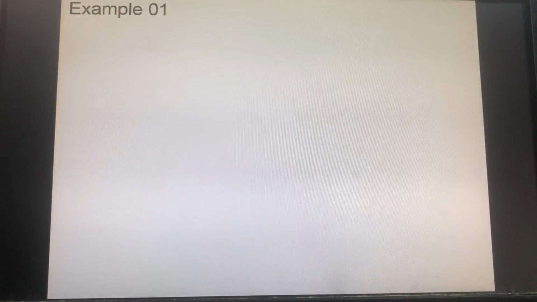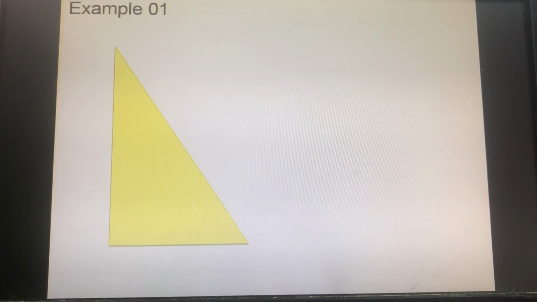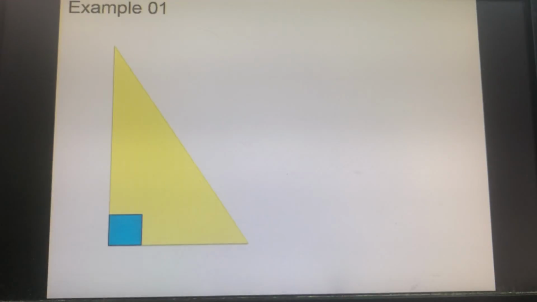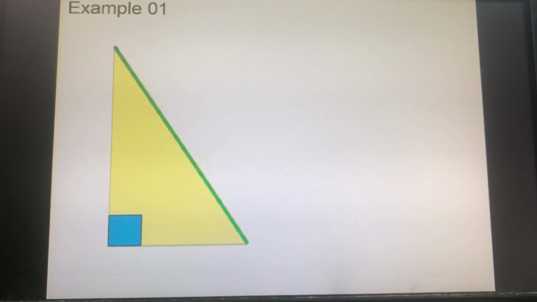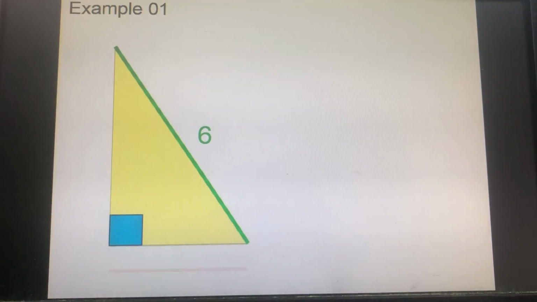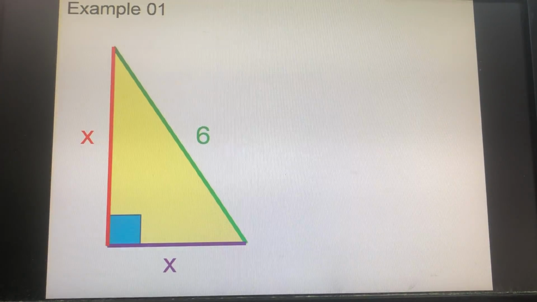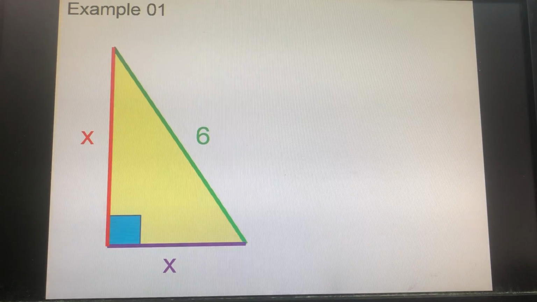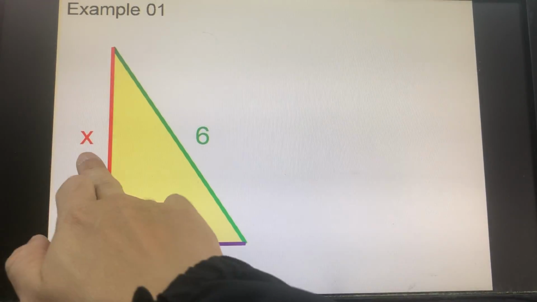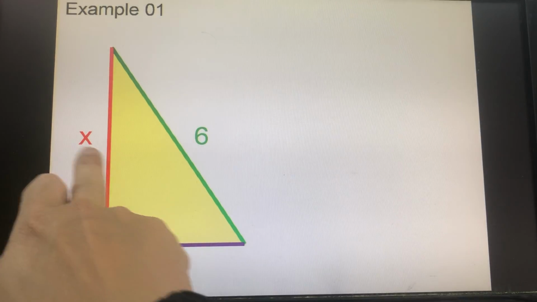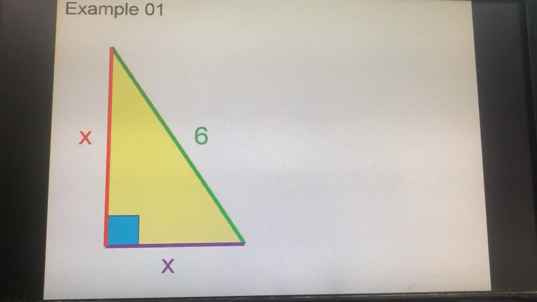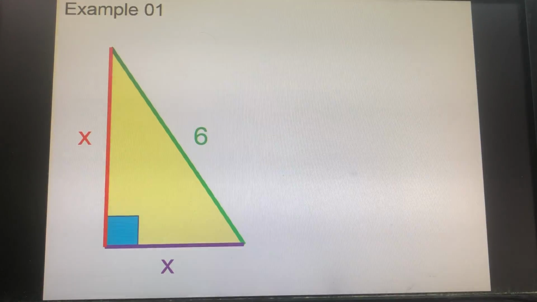And now let's go back to Pythagoras. Look at this example. We have a triangle here. With a right angle, we know that we can use the Pythagoras Theorem. First of all, this side is 6, this side is x, and this side is also x. So are you able to form an equation? Remember which to start first. Should we start from here, here, or here? Yes, we should start from the hypotenuse, but which one is the hypotenuse?